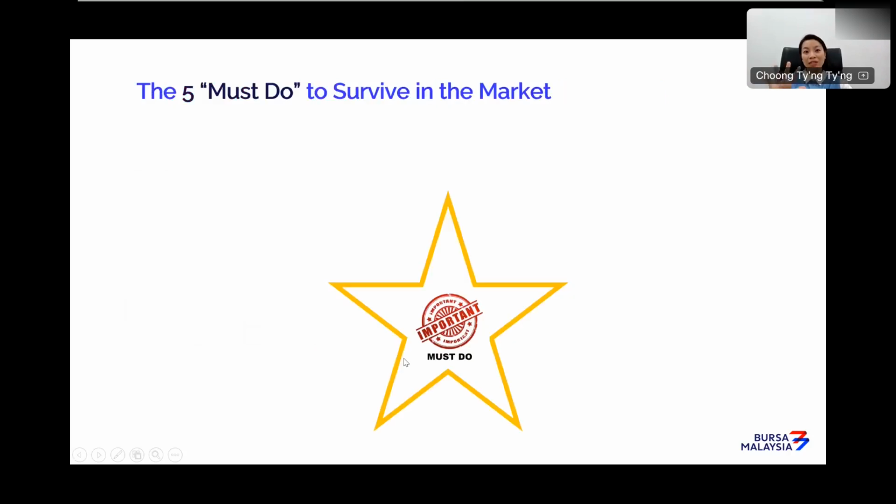Now, these are the 5 must-dos to survive in the market. Let me run through very fast. So make sure that you have sufficient backup funds and startup capital. Just now I already highlighted to you, 12 to 24 months.